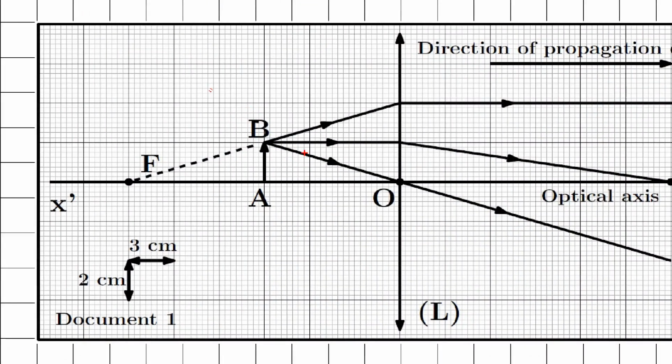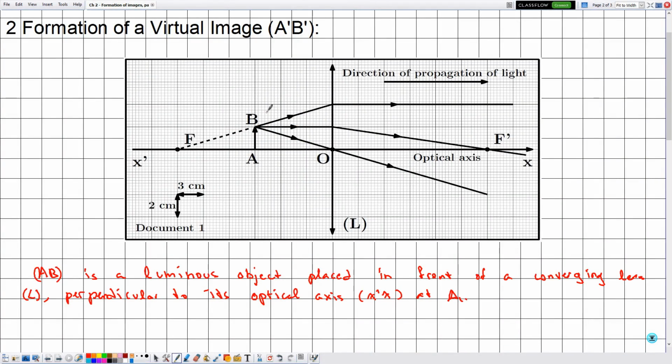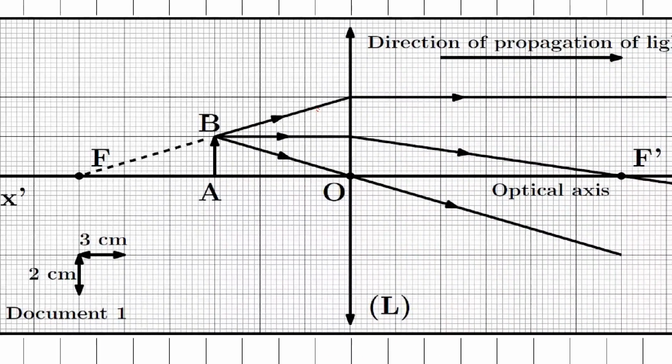Now, because AB is a luminous object, which means it's made up of light, it can emit light in all directions like this. But because the direction of propagation of light is from left to right, we are only interested in light rays that are issued from left to right. So the first incident ray, which is issued from the point B, is parallel to the optical axis. We know that it will emerge passing through the image focus. And the second ray issued from B is passing through the optical center. We know that it will emerge without deviation.